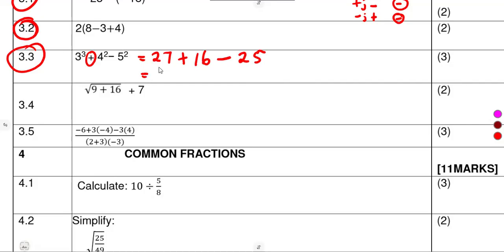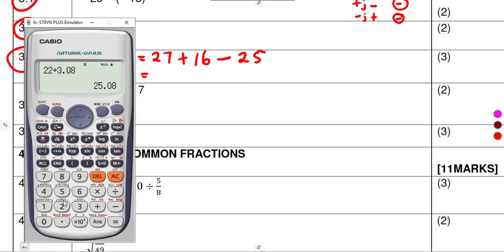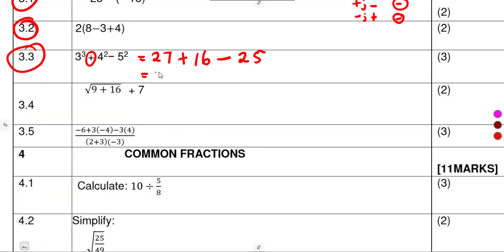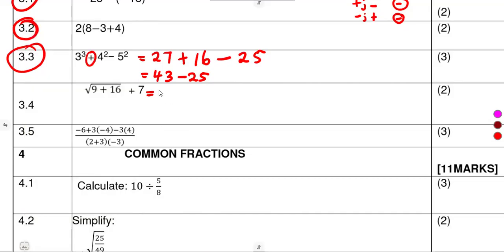So you're going to add according to your BODMAS. There's addition there, so let's start by adding. Like I said, guys, on these numbers, you can even use your calculators. 27 plus 16 is going to give us 43. So that's 43 minus 25. Subtracting this, 43 minus 25 is going to give us 18. So this is it. You are done, just like that.